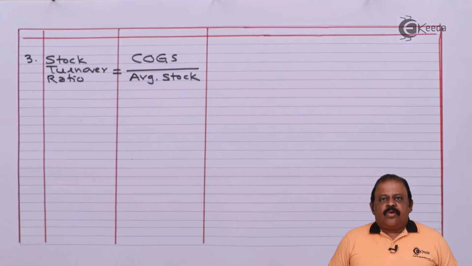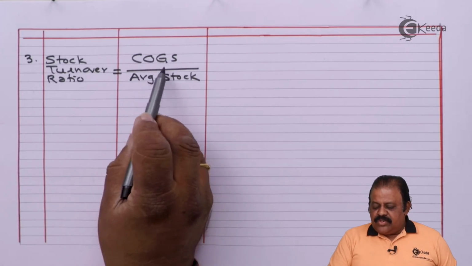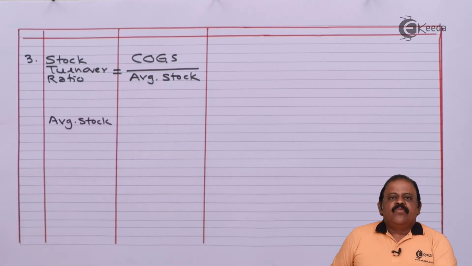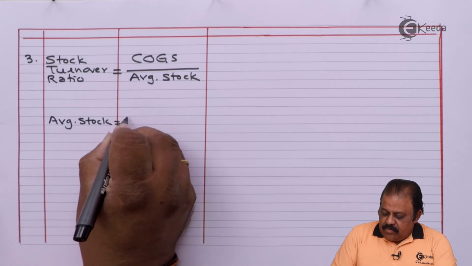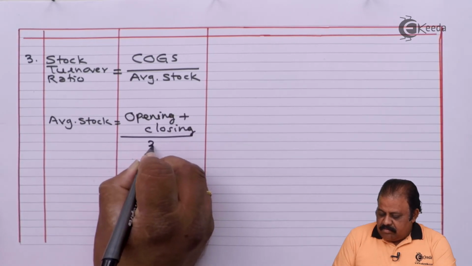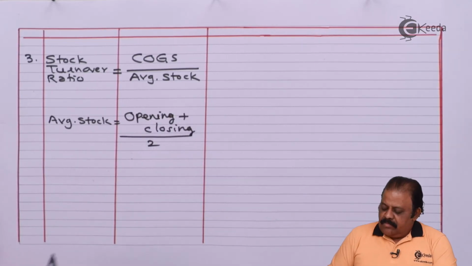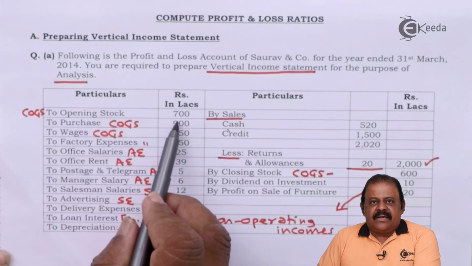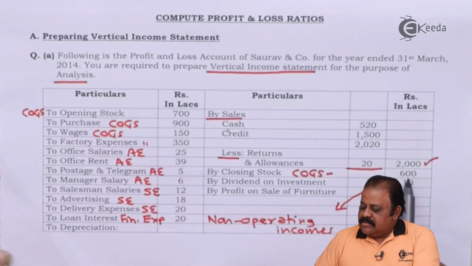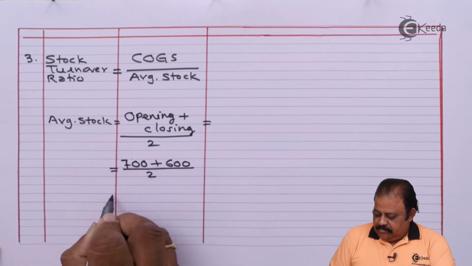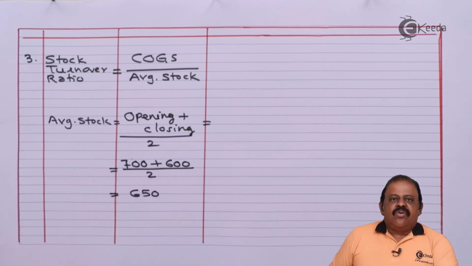Next we have stock turnover ratio. Stock turnover ratio formula is cost of goods sold divided by average stock. Formula for average stock is opening plus closing stock divided by 2. Let us first calculate average stock. Opening stock 700 lakhs, closing stock 600 lakhs. Average stock is 650 lakhs.